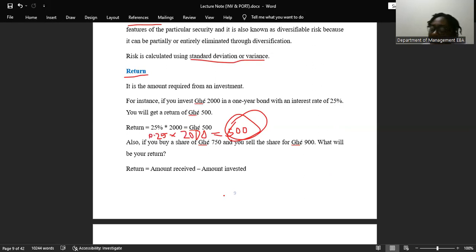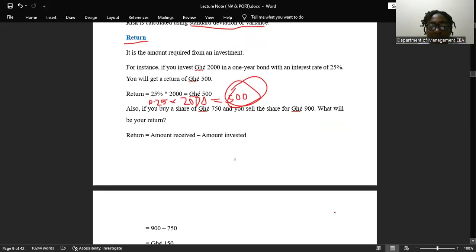Then you have another example. Also, if you buy shares of 750 and you sell it for 900, you're going to get a capital gain. And the capital gain is your return. Okay. So that will be what? Amount received minus amount invested. So you received 900 Ghana cedi, because you sold it for 900 Ghana cedi. Then you subtract the amount you bought the shares with, which is 750.